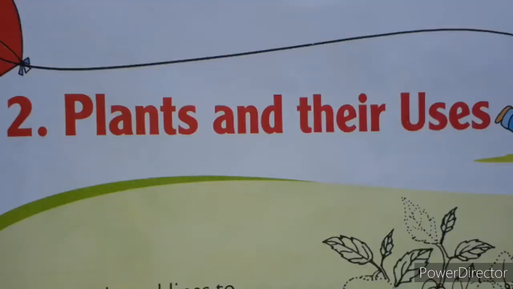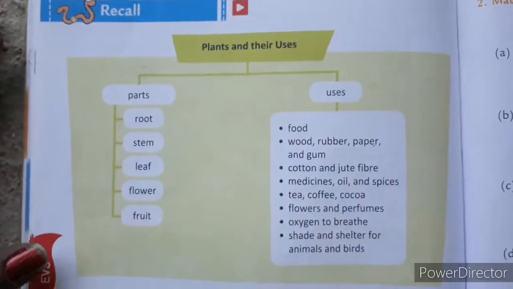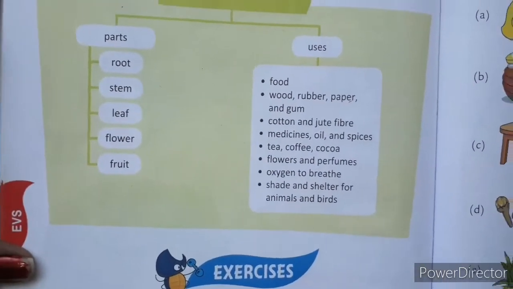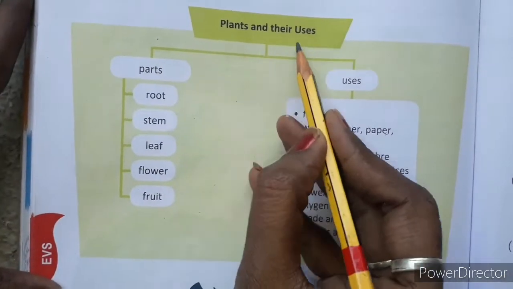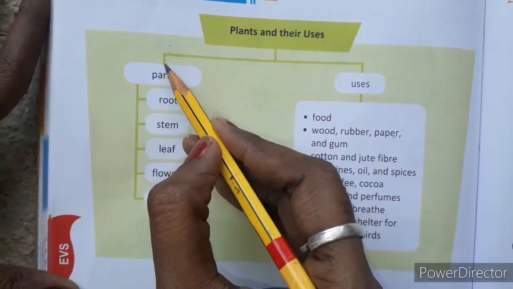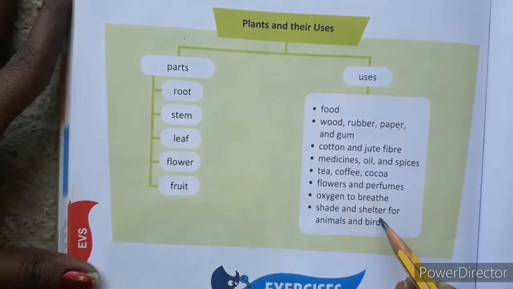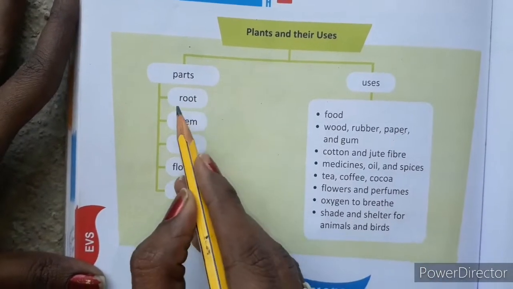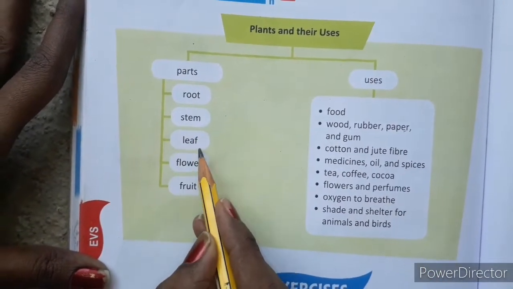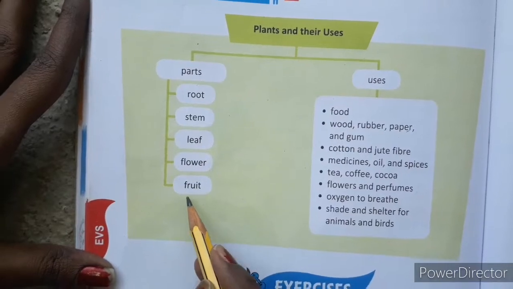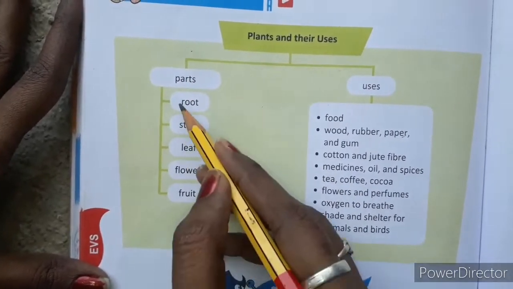So children, today we learnt parts of a plant and uses of plants. I hope you all understood. Next, in page number 176, see children, here plants and their uses. This side parts of a plant and this side uses of plants. Parts of a plant: root, stem, leaf, flower and fruit. These are parts of a plant.